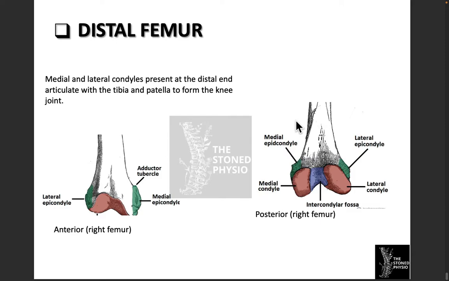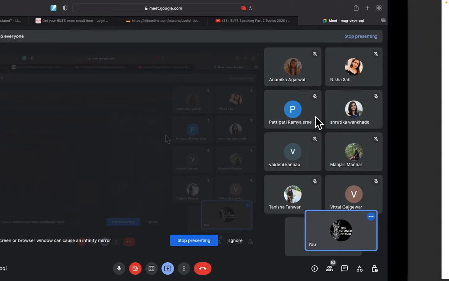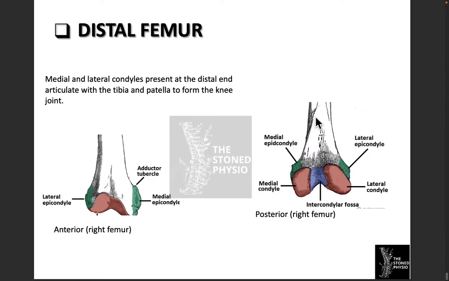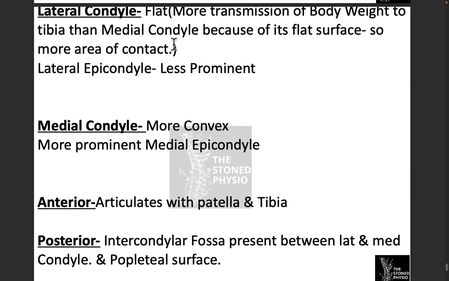So it is the meniscus which provides the concavity and not the bone. Simply in the books it is mentioned that the tibia is concave and the femur is convex, but actually we must know that it is the meniscus which is concave, not the tibia precisely. Okay, I hope we are clear. The lateral condyle is less prominent and the medial more prominent, and it is also more convex.